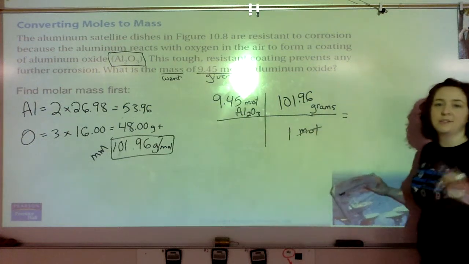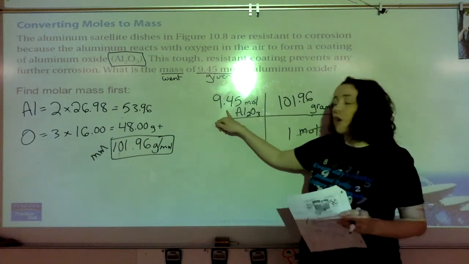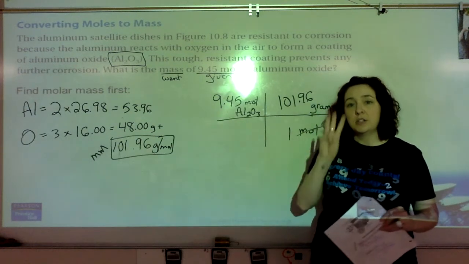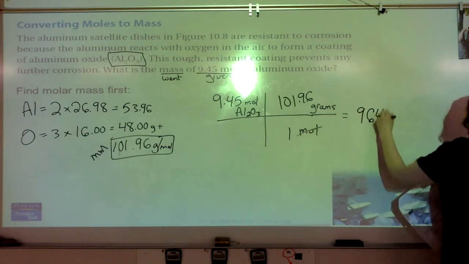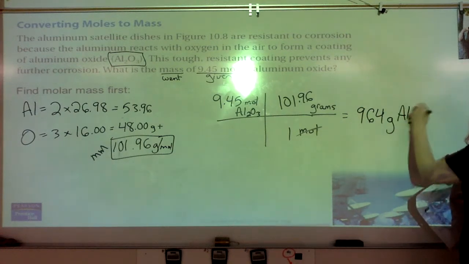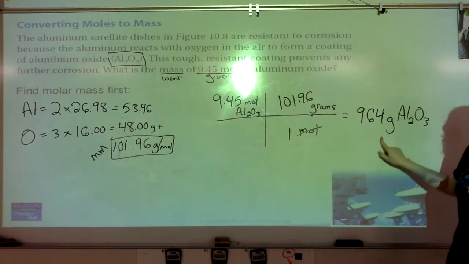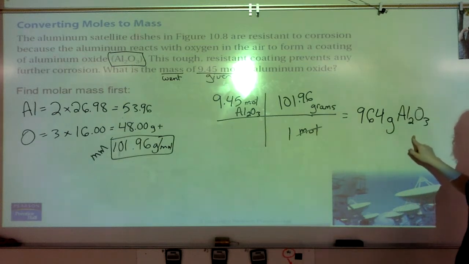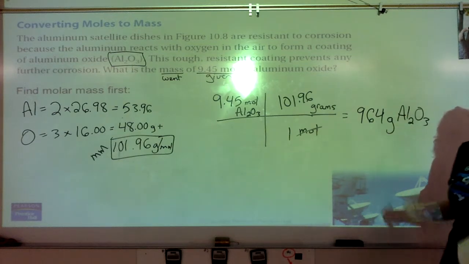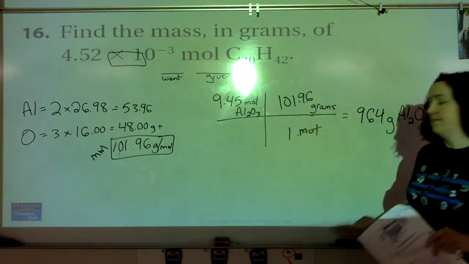You multiply, divide by 1, which you don't have to do. You sig fig the answers. There are 3 sig figs in our given, so it means there's going to be 3 in our answer. So the answer is 964 grams. And if you wanted to sound really smart, you would add Al2O3. Okay, so do this in your calculator and make sure you can do it. All right, let's do the next one.